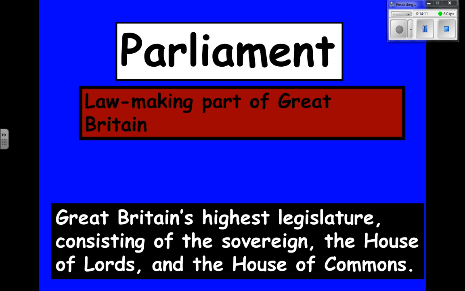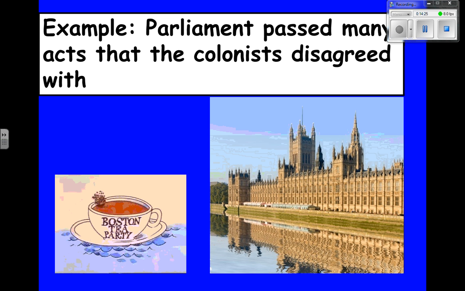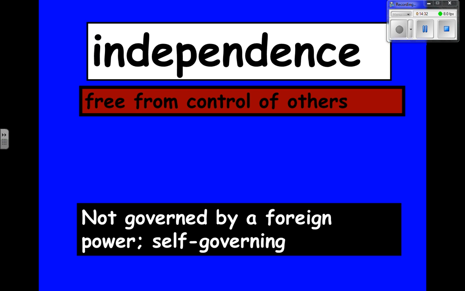Parliament. Parliament was the law-making body in Great Britain or England. Our equivalent to Parliament, of course, is our legislative branch. Parliament passed many acts or laws that the colonists disagreed with. Independence. Free from control of others. Hey, we all want a little independence for ourselves, not governed by a foreign power, self-governing.